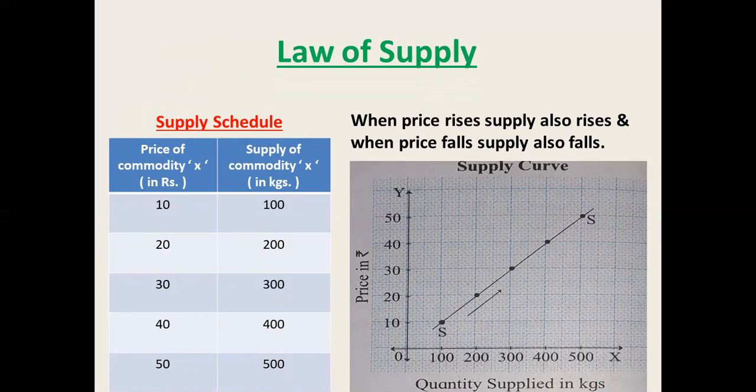This is the most important for your board exam, because every time the board will ask that question: explain the law of supply in detail. See now, the schedule and graphical representation, and also first the introductory part. If the question is for 8 marks, the schedule and graphical representation carries near about 3 marks. So that's why the schedule and graphical representation is most important.